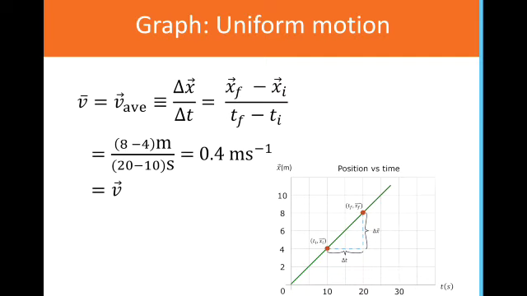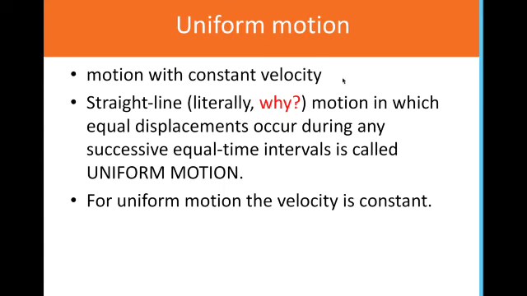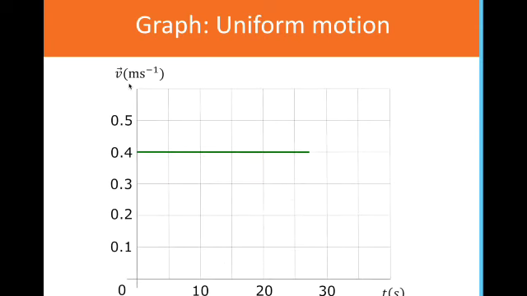So once again, if this is for uniform motion, this would be true for any time because it's constant, like we said in the previous slide. So just go back. Uniform motion has got a constant velocity, so therefore the average velocity is equal to the instantaneous velocity for any time. So if you were to graph this, so this is now a graph of the velocity versus time, this is what it would look like.